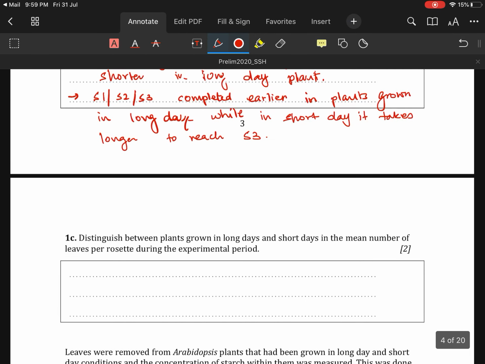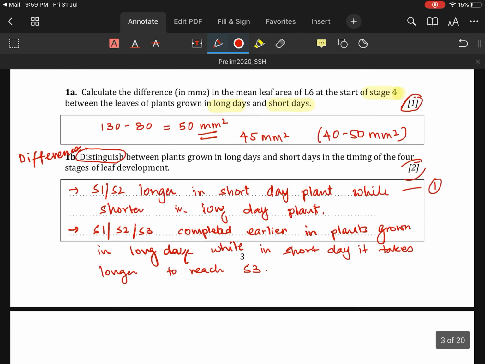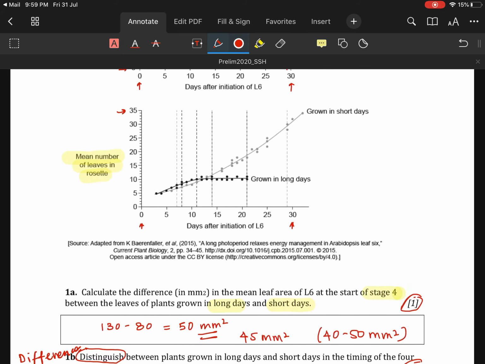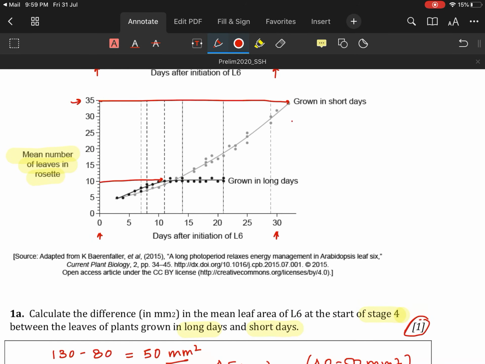Next question, between plants grown in long day and short day, the mean number of leaves per rosette. It means now we have to look at this graph. Mean number of leaves per rosette. We can see here in short day plant the number of leaves is much higher than the long day plant. So that is our one point. I just write down here.